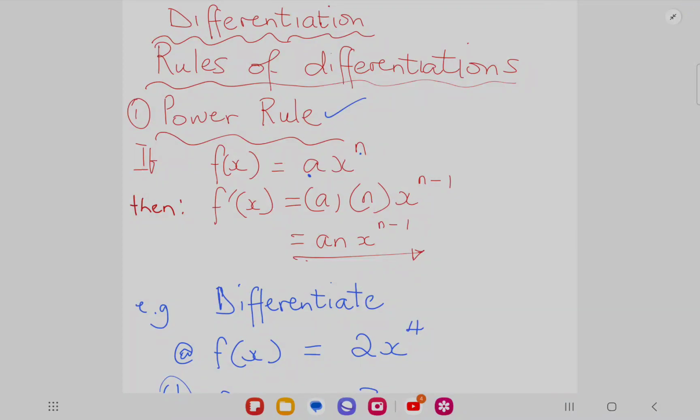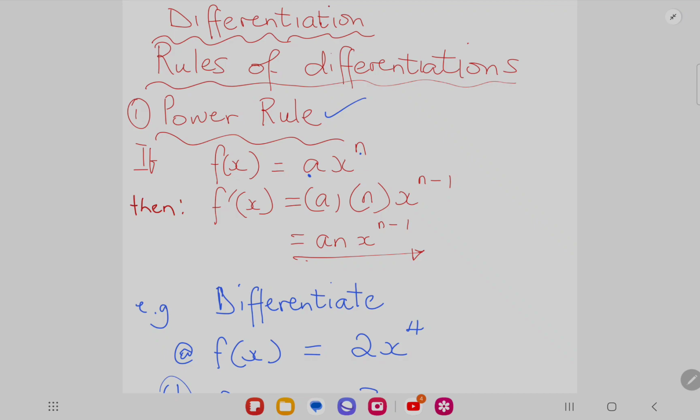Okay, so now we're going to start with differentiation. That means the last module for N3 mathematics. So differentiation is the topic under differential calculus. So we're going to start with the rules of differentiation.